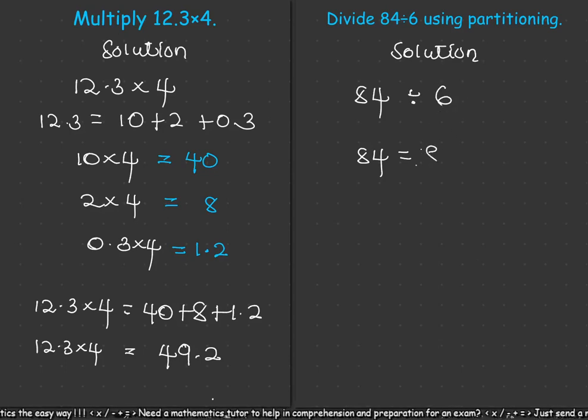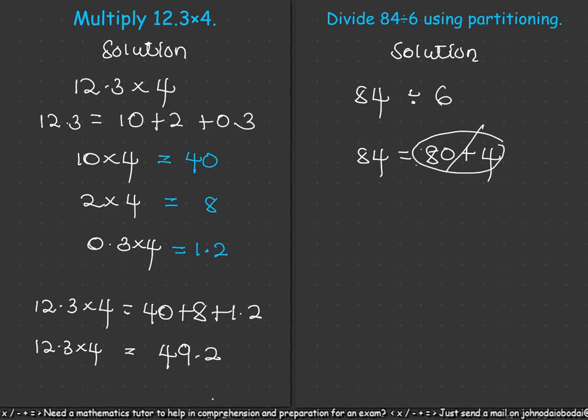Because if you are to write it as 80 plus 4, 6 would not perfectly divide 4. So what we actually do is you write your number as a sum of multiples of 6. So that instead of what we have here, we are not going to use it.